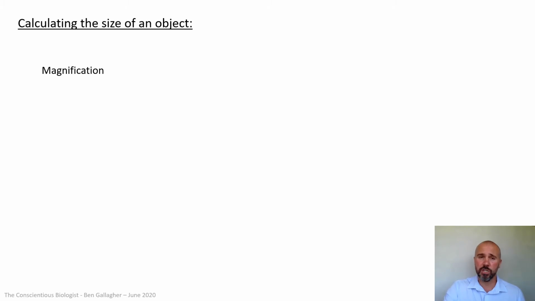So magnification is the observed size of an image divided by its actual size. So whatever you observe, whatever you're looking at in an image, say it's a photograph, if you divide that by the actual size of the thing you're looking at, you'll get the magnification. Okay, we'll go through an example to explain what I mean there.